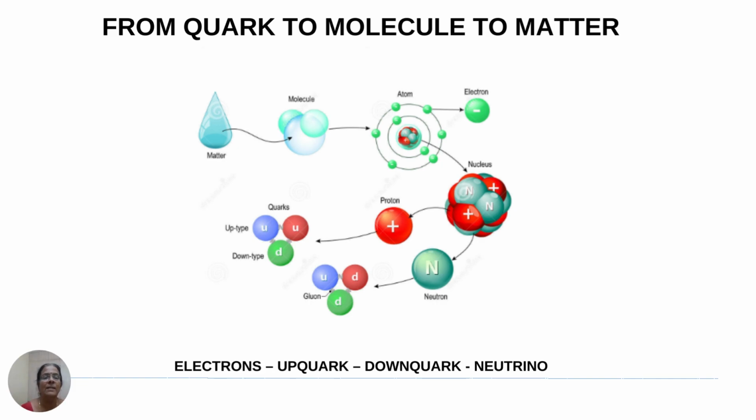The first three particles in the standard model are electron, up quark and down quark, and the fourth particle added in the standard model is neutrino. And neutrino does not interact with the particles of matter. They don't interact with particles of matter. The particles of interaction are only electrons, up quark and down quark.